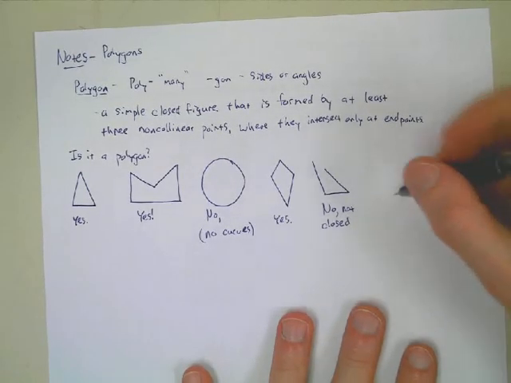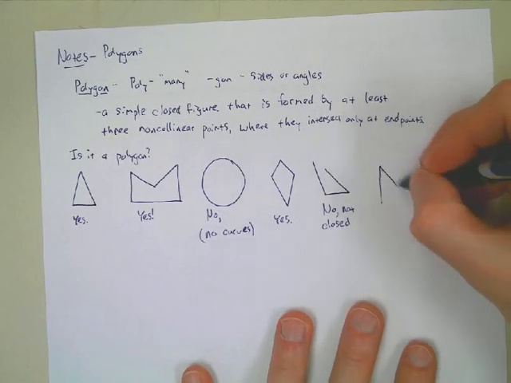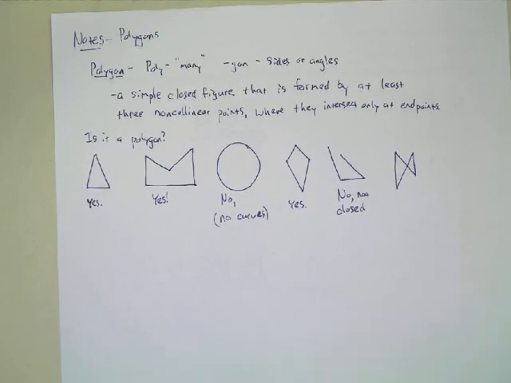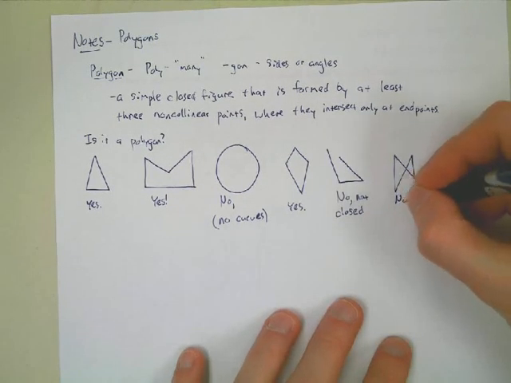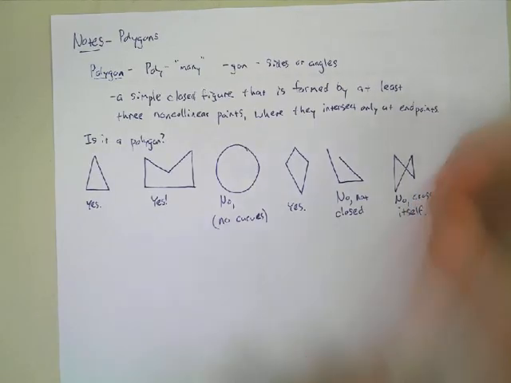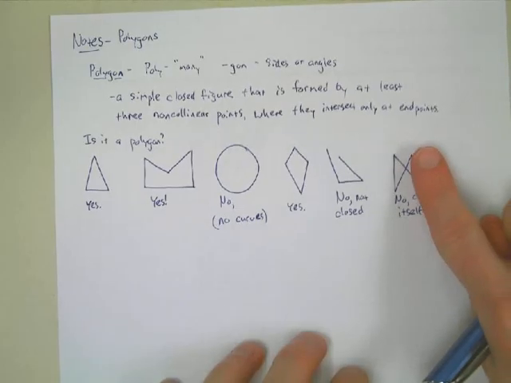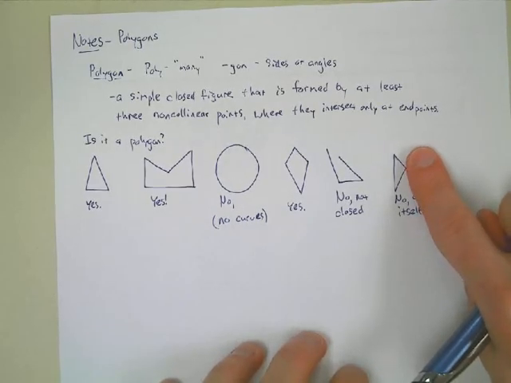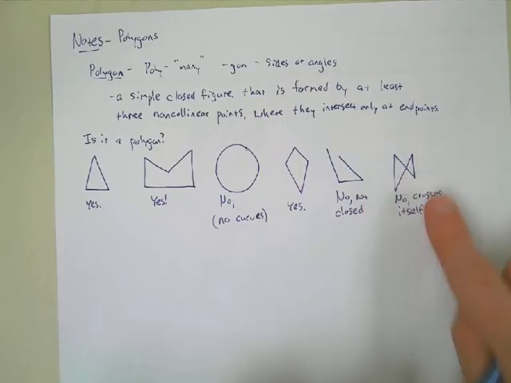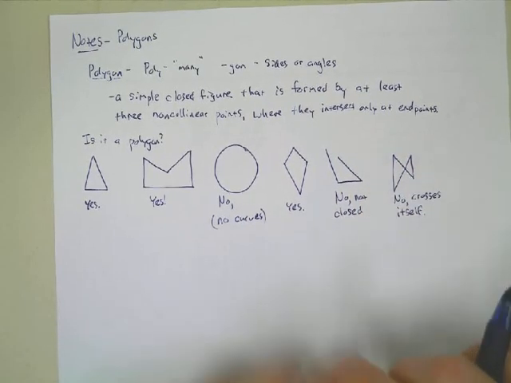All right, last one here. How about that? No. Why not? Yes, it crosses itself. So no, it crosses itself. Individually, if I cover up this part, then that is a polygon. Or if I cover up this part, then that is a polygon. But taken together as one thing, it by itself is not a polygon.